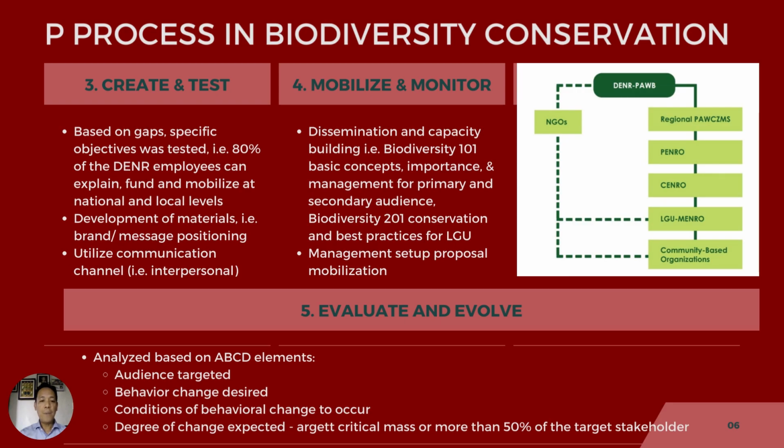And the last step is the evaluation and the so-called evolve. So the evaluation is analyzed based on the ABC elements. So A as audience target, B for behavioral change that is aimed or desired, C conditions of the change of behavior to occur, and D is the degree of change expected. So for example, the target critical mass is more than 50% of the stakeholders.